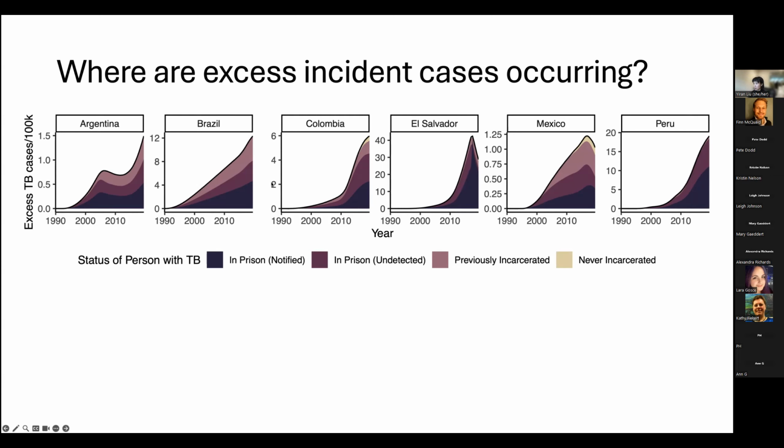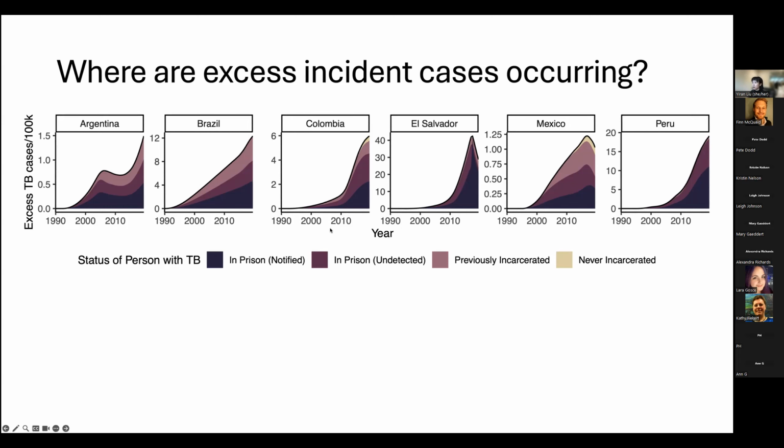The next color then represents those cases that progress to disease within prison but remain undetected during incarceration. So these excess cases will persist as individuals are leaving prison, and they'll remain infectious as they leave prison. The next lighter color after that are cases occurring among those with a history of incarceration. You can see that in Argentina, Brazil, and Mexico, that makes up over a third of all excess cases. This is disease that's actually progressing outside of prison due to prison-acquired infections. And then the last light yellow color, which only really shows up here for two countries, Colombia and Mexico, is the result of onward transmission to individuals without any incarceration history.